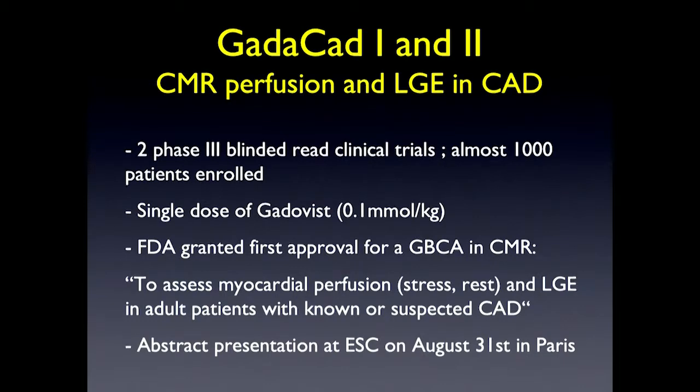So just to finish, gadabutrol is the agent which has now been granted approval by the FDA just in July of this year. This is very exciting for the cardiac MR community, for those of you that do cardiac MR. And the label is to assess myocardial perfusion, both at stress and rest, and late gadolinium enhancement in adult patients with known or suspected CAD. And this was based off two multi-center trials, GadaCAD-1 and GadaCAD-2, which used a total single dose of gadolinium, a lower dose than what we normally think of by convention.